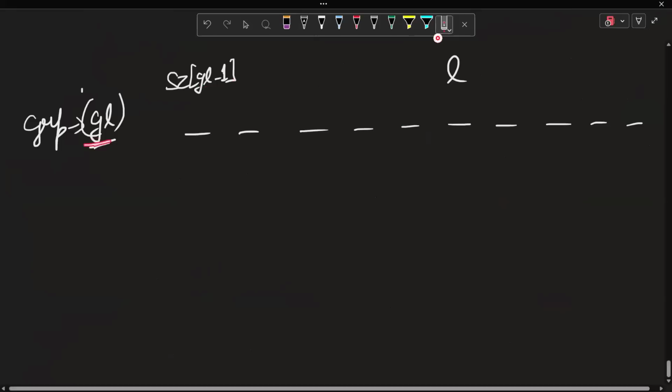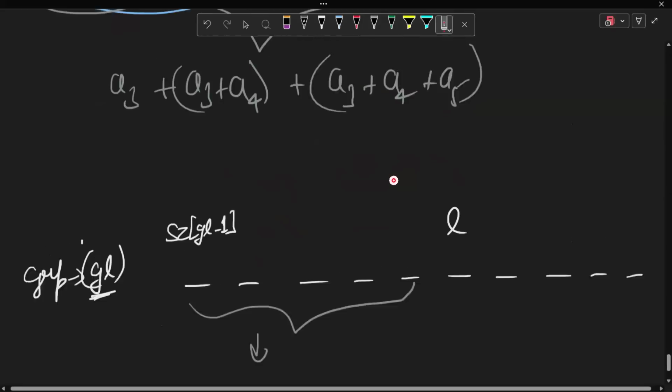The starting index of group GL is this, and L is the index from where my sum is starting. So I need to subtract this value. So what would be this value that I need to subtract? That would be equal to, what I'm doing is prefix sum.